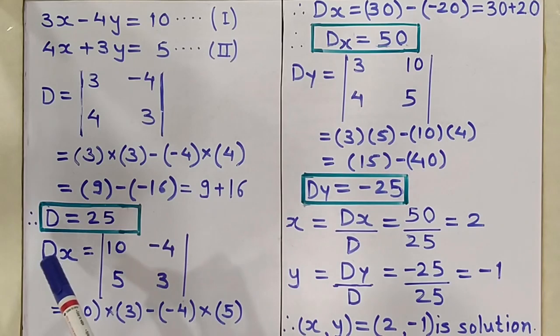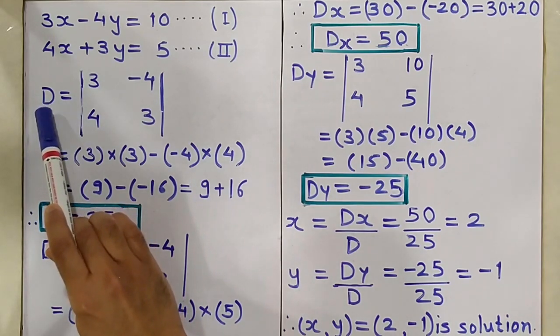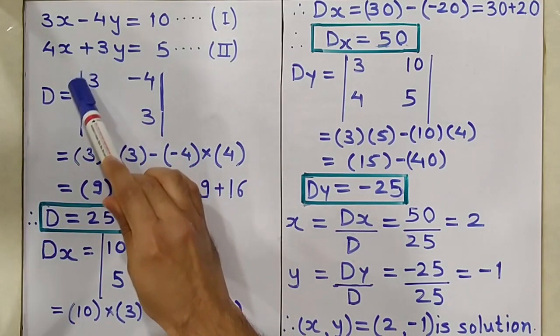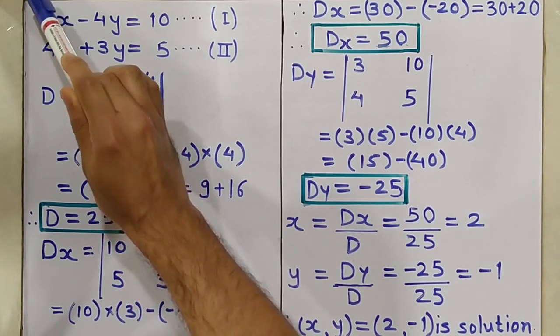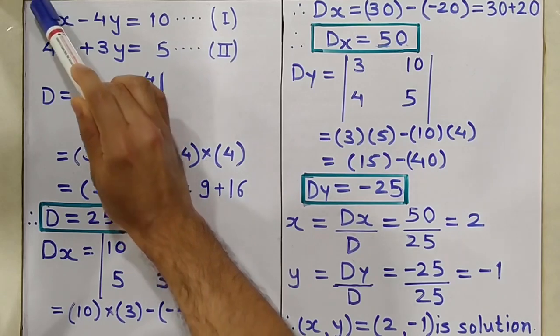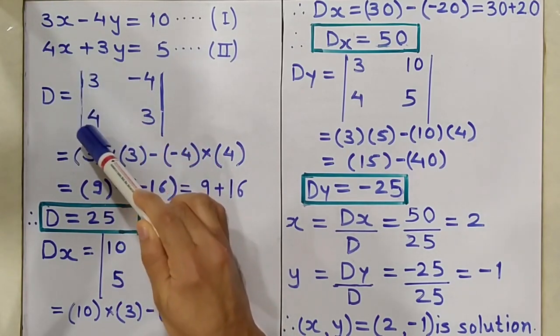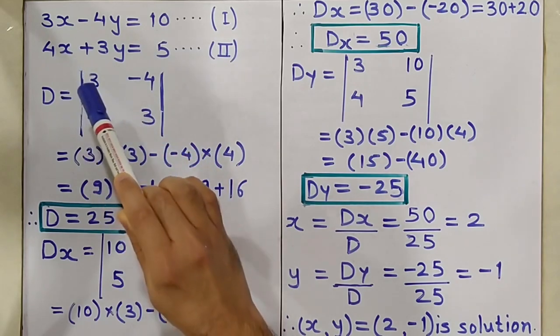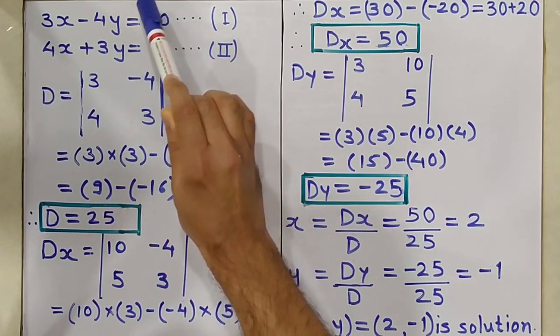Now we have to form dx. Now while forming dx, you first observe D. Over here we have got the coefficients of x, that is 3 and 4. You got 3 and 4 over here. So you have got to replace this by the constant terms, that is 10 and 5.